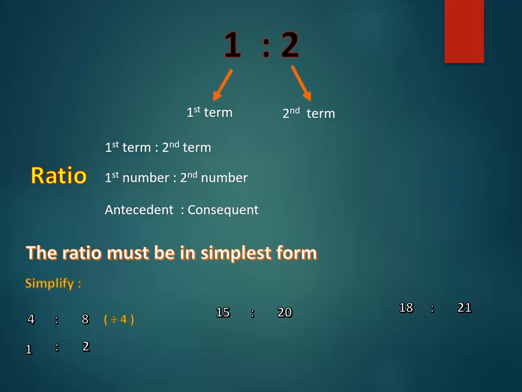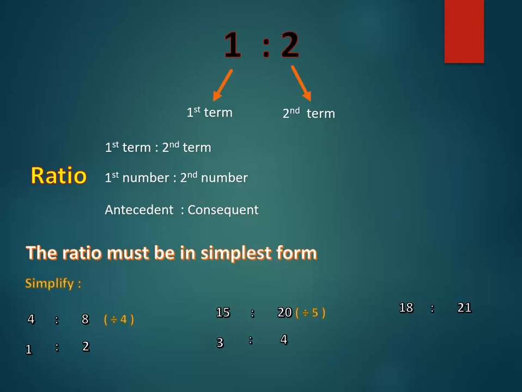15 and 20. Here, the unit digit is 5 and the unit digit is 0. So both of them are divisible by 5. 15 divided by 5 equals 3, and 20 divided by 5 equals 4.